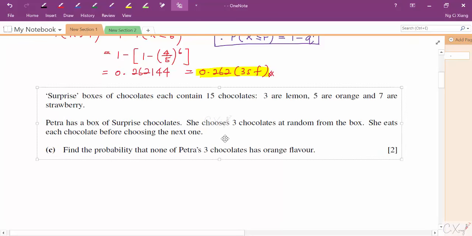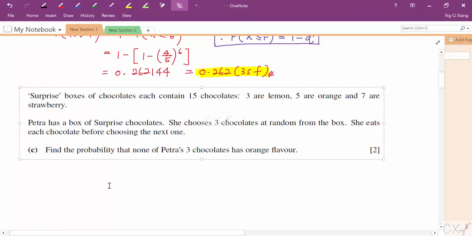Okay, for part C, we are having surprise boxes. For surprise boxes, we are having the chocolates in this way: 3 lemon, 5 orange, and also 7 strawberry. So total there are 15. Petra has a box of surprise chocolate. She chooses 3 chocolates at random from the box.